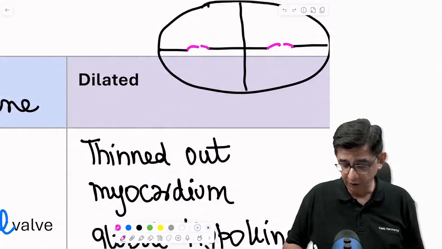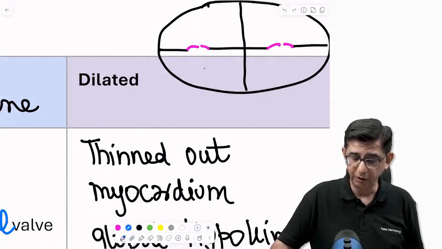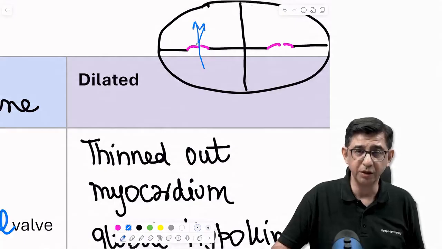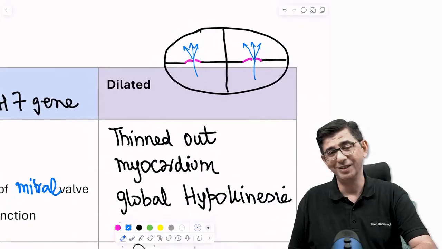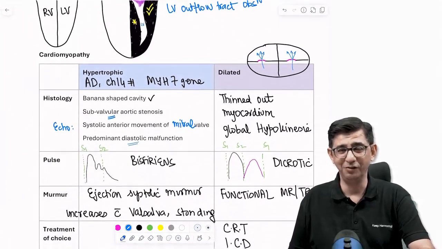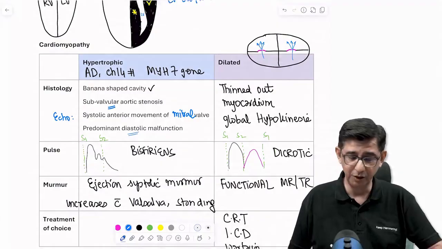valve leaflets. The blood will be leaking like this from the right ventricle to the right atria, causing a tricuspid regurgitation. The blood will be leaking like this from the left ventricle to the left atria, and both of them would result in a pansystolic murmur. So the question will not waste your time by mentioning the word pansystolic murmur here.